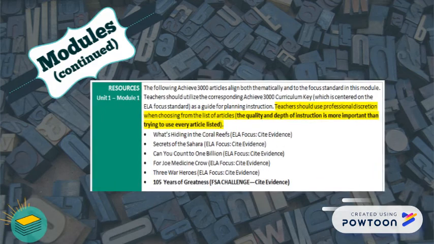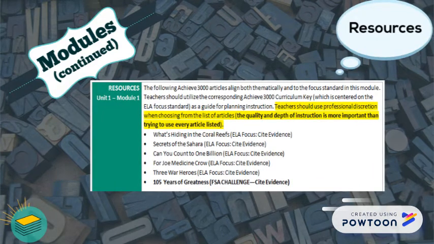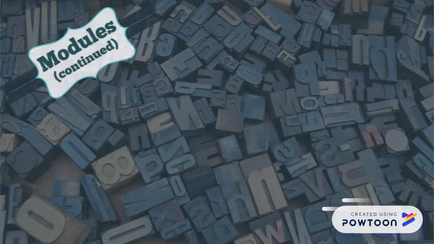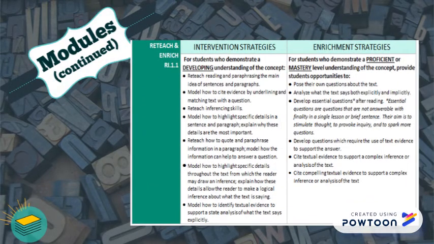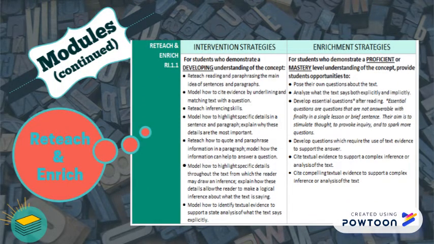Each module also contains resources related to the course. In reading, you will find a list of Achieve 3000 articles, and in English, you will find text from your Pearson textbook. You do not have to use all the resources listed. Below the resources section, you will find suggestions for both intervention and enrichment. This is not a comprehensive list and is merely a starting point.